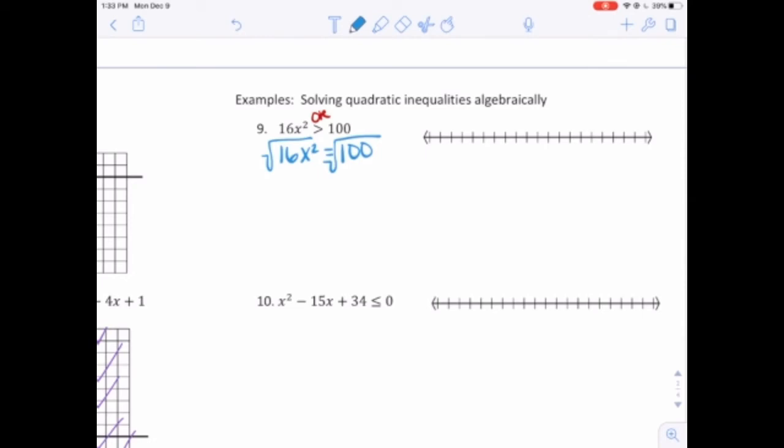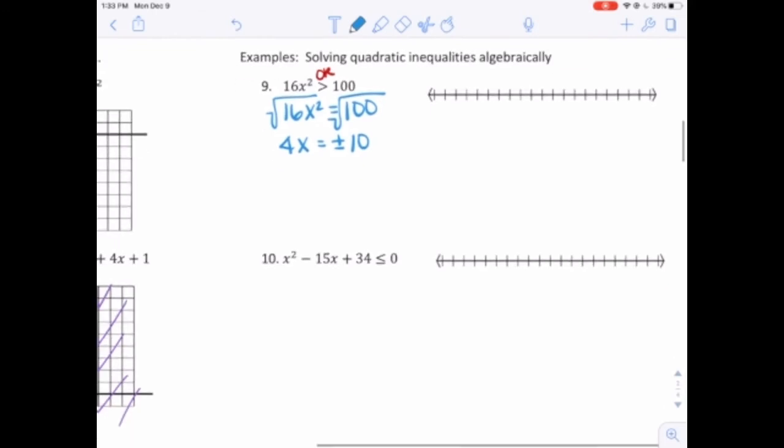So I'm going to say that the square root of 16 is 4, and the square root of x squared is x. On the other side, remember, we always have to have a plus or a minus to account for the fact that we are undoing an x squared, and it could have been a positive or negative number for x. And then the square root of 100 happens to be a perfect square of 10. So 4x is equal to plus or minus 10, and I continue solving by just dividing both sides by 4.